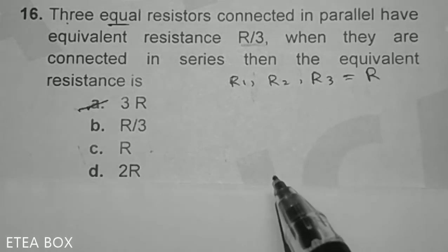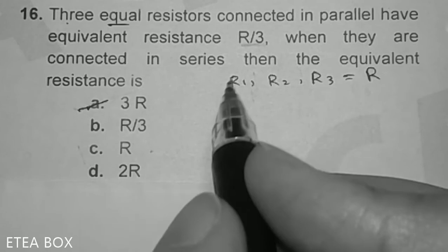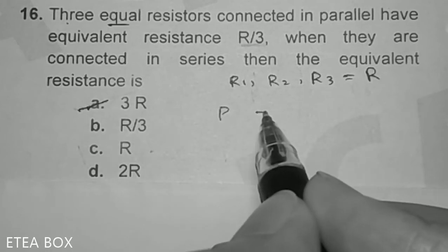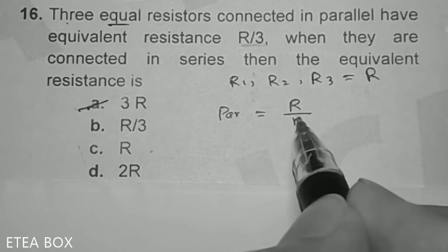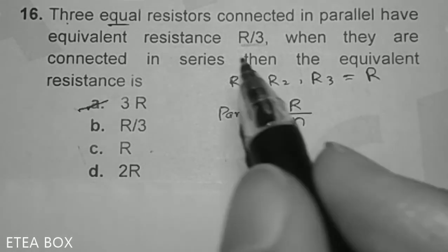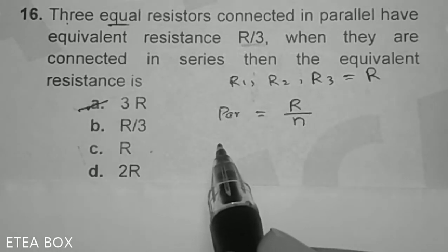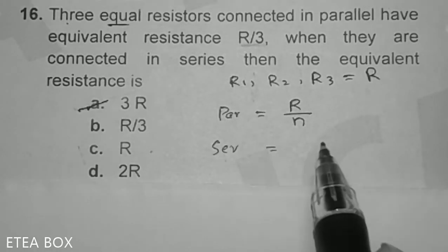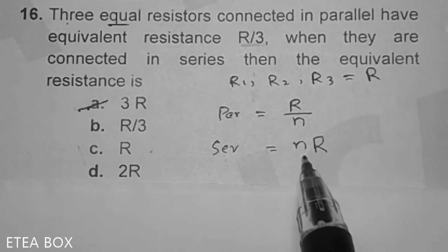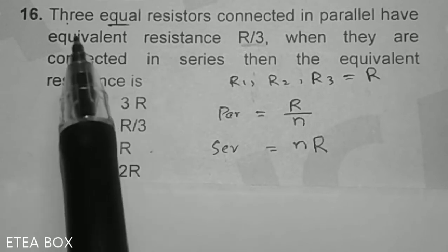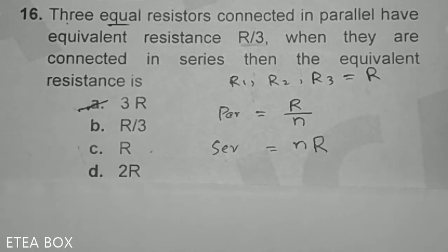Now for equal resistances, the formula in parallel is R divided by N, where N is the number of resistances. While in series the formula is NR, where N is the number of resistances. Here there are 3 resistances, so 3R. Here option A is correct.